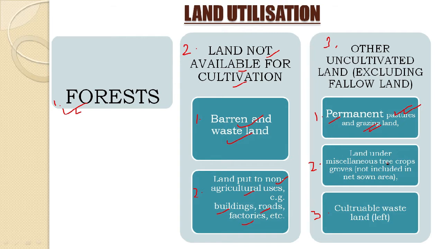Now second is land under miscellaneous tree crops, groves, not included in net sown area. So this land is under miscellaneous tree crops and groves. Now these crops may not be agricultural in nature, and we see cultivable waste land which is left. So cultivable waste land which is also left comes under other uncultivated land, but this excludes fallow land.